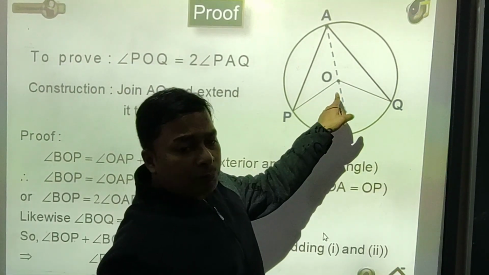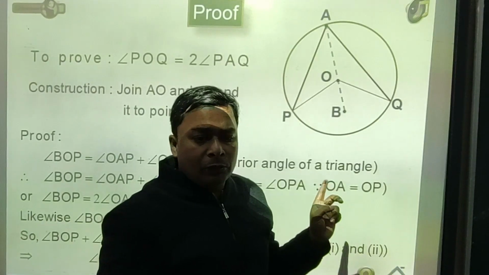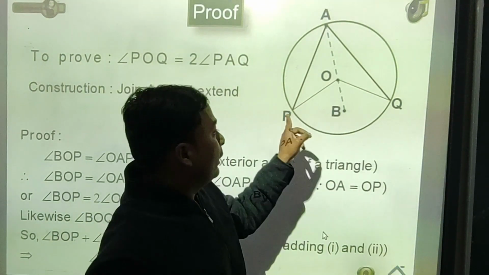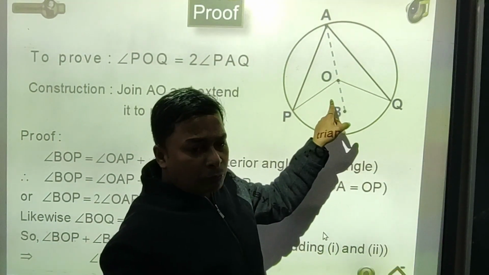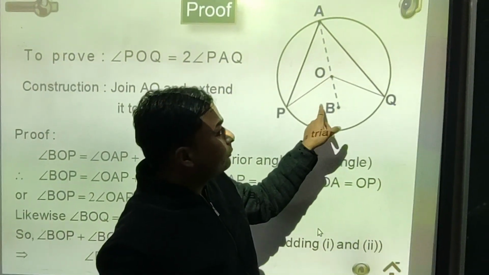So what will be the value of this exterior angle? x plus x, because we know that the exterior angle is equal to the sum of the opposite interior angles. It means angle POB is equal to 2x. I hope it's clear. Yes, sir.